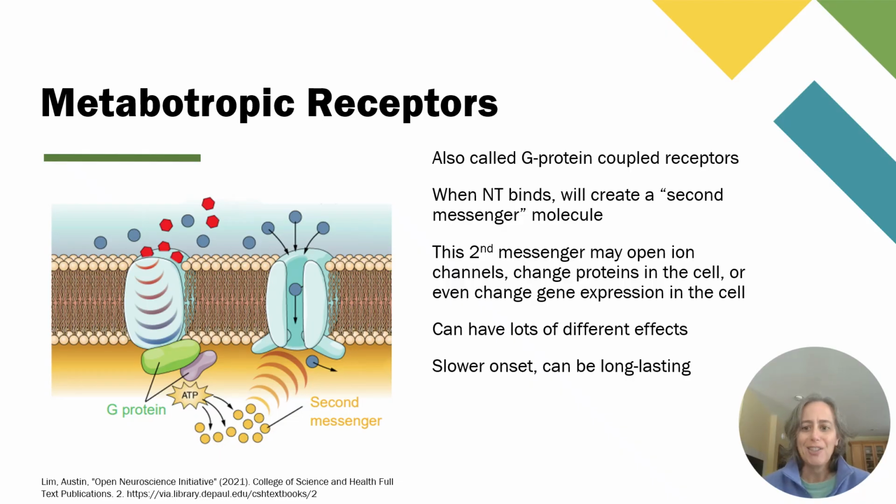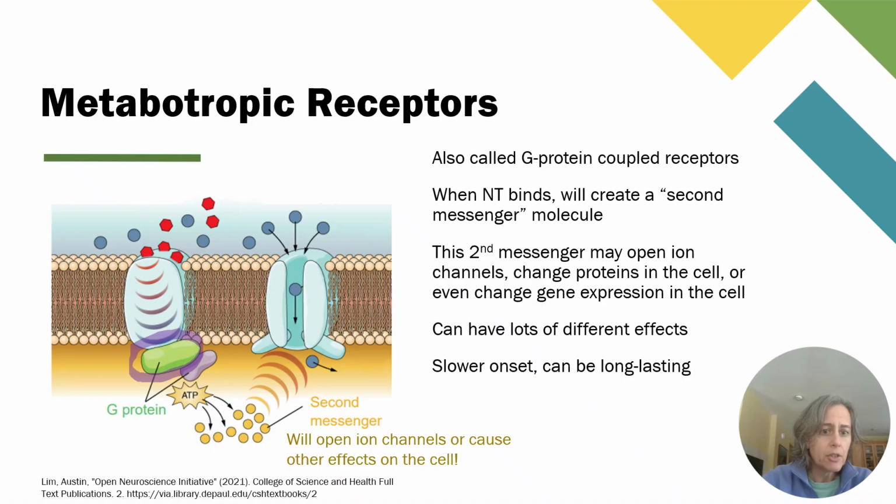Metabotropic receptors are different. They're also called G protein coupled receptors, which is a mouthful, I know. Because there are these little G proteins, you can see that here, that are attached to them. Okay, so when a neurotransmitter binds, again, the neurotransmitter is being shown here in red. So this is the neurotransmitter.